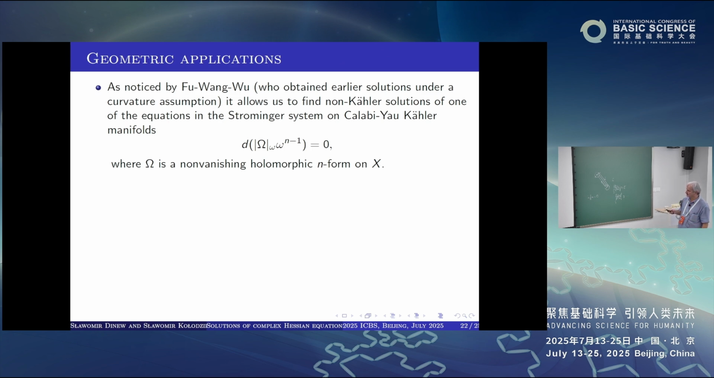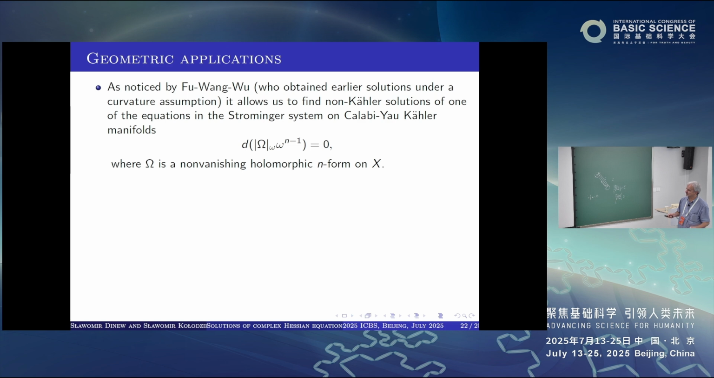But there was a previous work considering these form type equations by Fu, Wang, and Wu. And they obtained special cases where some curvature assumptions are satisfied. But they also noted that solving those form type equations gives you also non-Kähler solutions to one of the equations in the Strominger system on Calabi-Yau Kähler manifolds. And this equation is given here.